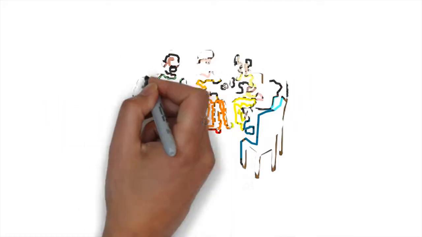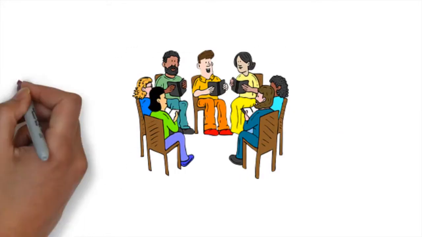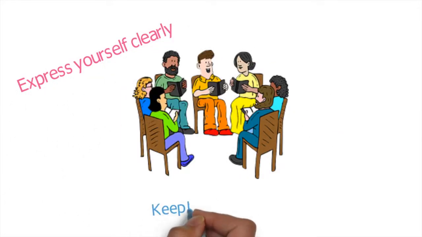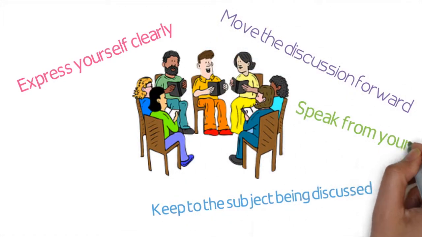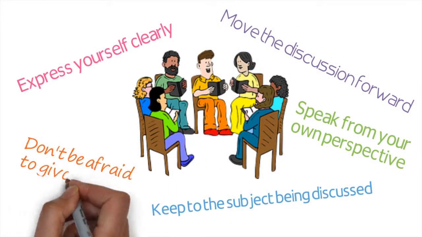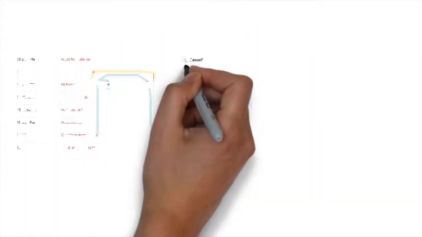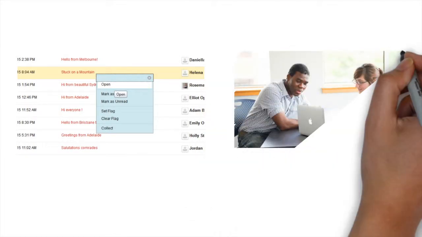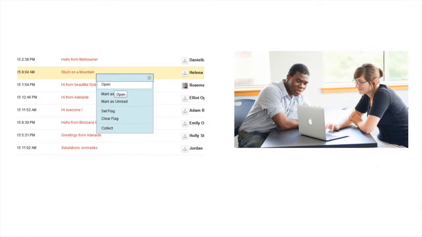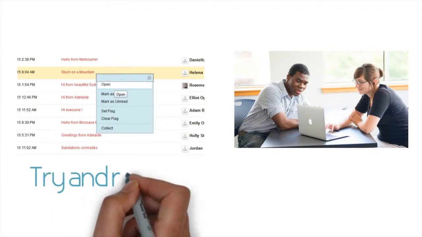Be careful to express yourself clearly and keep to the subject of the discussion. Try to move the discussion forward rather than saying things that could end it. Don't be afraid to speak from your own perspective and give your own ideas. So, what are the best things to check before you post a message? Well, the most obvious one is to have a quick read through all the contributions. That way, you can avoid repeating something other people have already written.